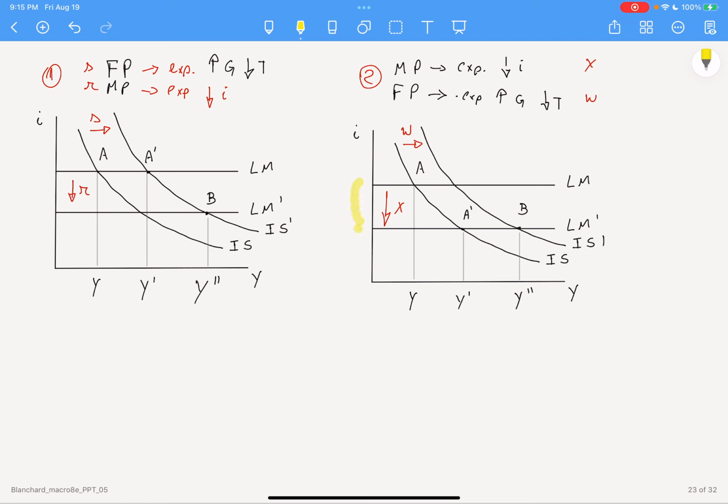The interest rate goes from here to here, and we are in this point. In this point, we have a lower interest rate and a greater output, okay? So this is the only difference, and I wanted to show you guys the two possibilities, because there's no order to do the mix of the policies.